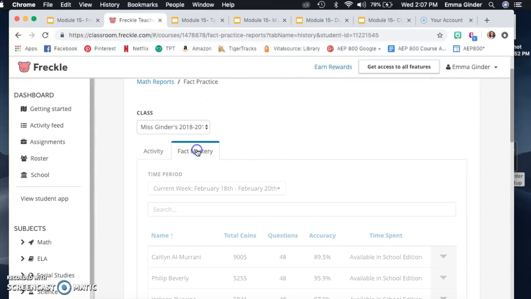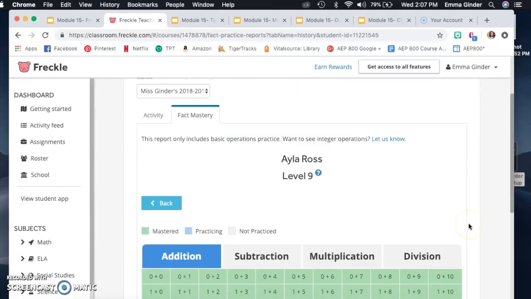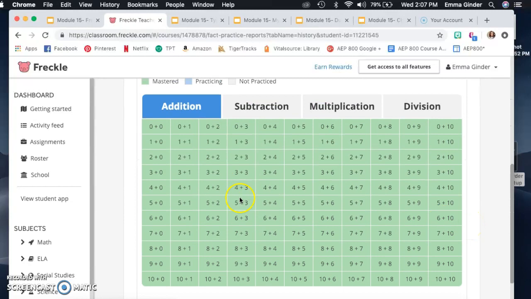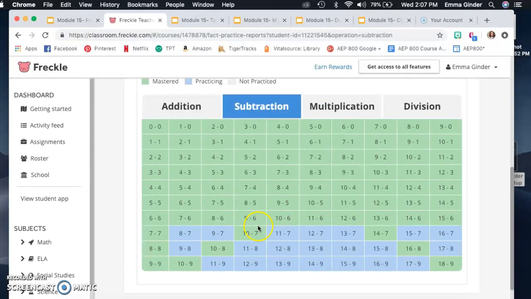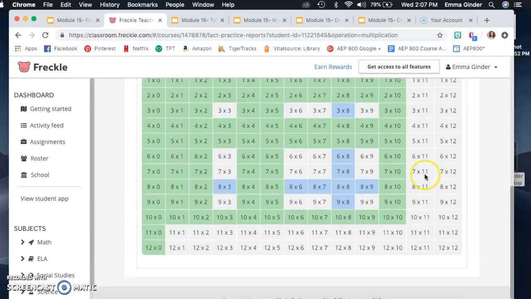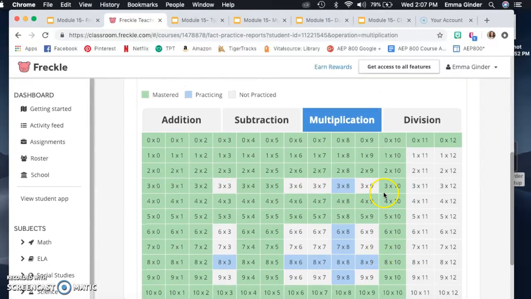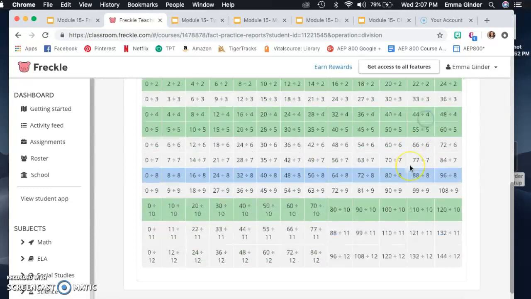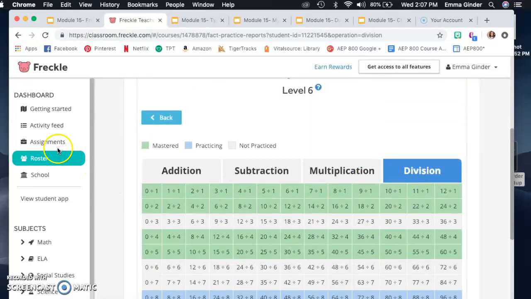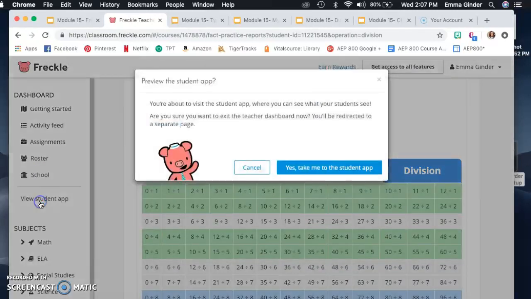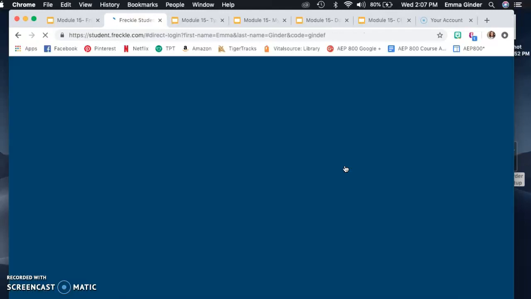And then what I really like is I can go to my fact mastery, see what level this student is on, and see what they have mastered, what they're practicing, and then what they haven't even been exposed to yet based on what their scores are right now. I'm going to go ahead and show you the student side of this, what the students see when they log on.